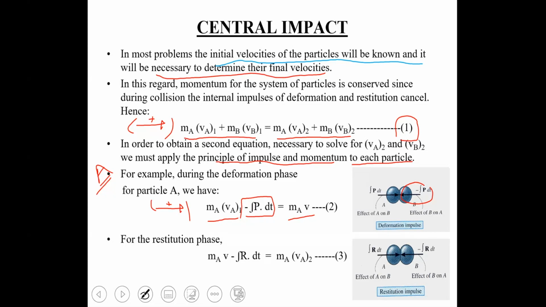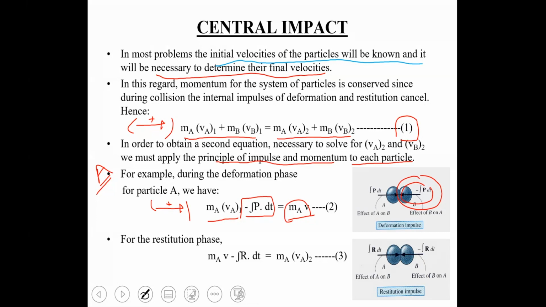पार्टिकल ए की अगर मैं डिफॉर्मेशन फेज की फ्री बॉडी डायग्राम बनाऊं तो इंटीग्रल पी डी टी जो है ये वो इंपल्स है जो पार्टिकल बी पार्टिकल ए के ऊपर एक्सर्ट कर रहे हैं. सो इसको मैंने नेगेटिव साइन के साथ क्यों शो किया? बिकॉज इट इज टुवर्ड्स द नेगेटिव साइड ऑफ दिस लाइन ऑफ इम्पैक्ट, और ये वो मोमेंटम है पार्टिकल ए का आफ्टर द डिफॉर्मेशन फेज. इज दिस स्टेप क्लियर टू ऑल ऑफ यू?